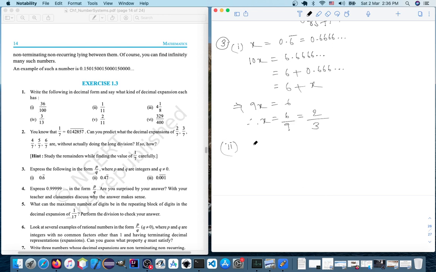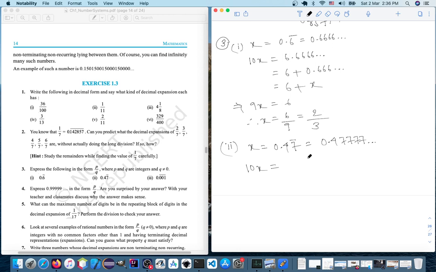The second one is x equals 0.4 with the bar on 7. So the repeating block of digits is 7, and it's only one digit. So again we multiply by 10 and we get 10x equals, this is basically 0.4777 like this.